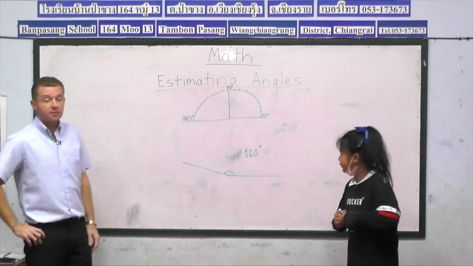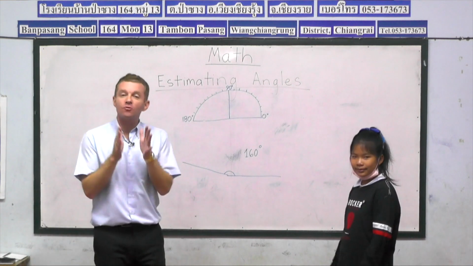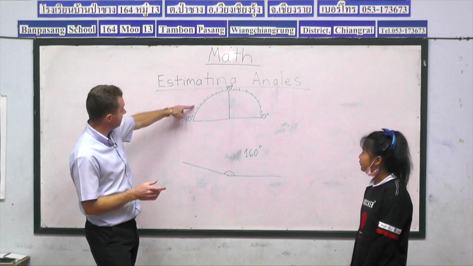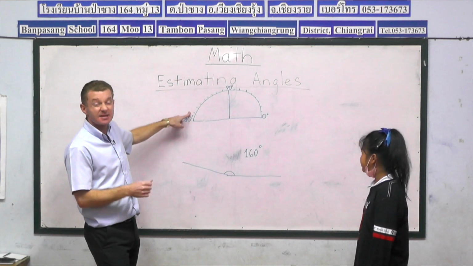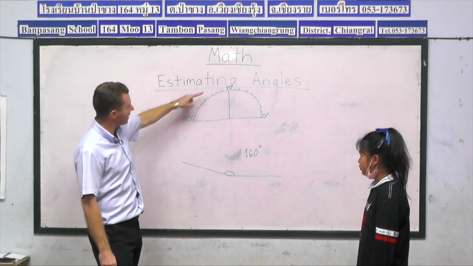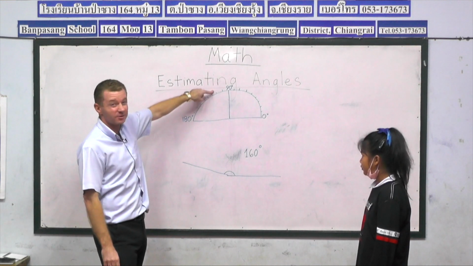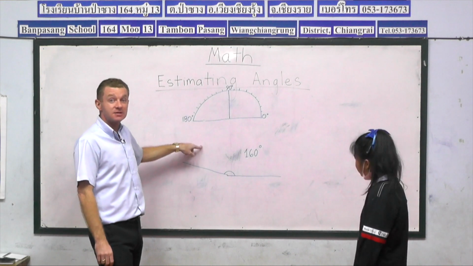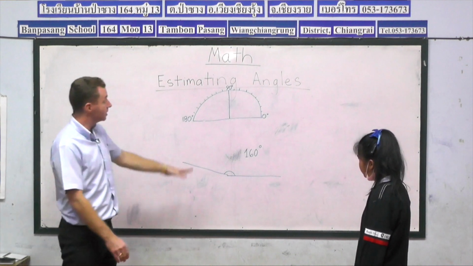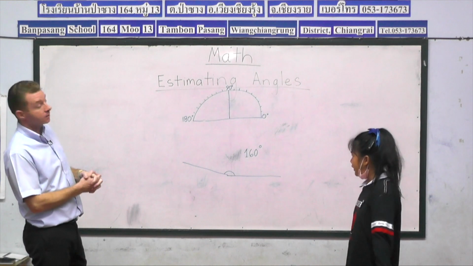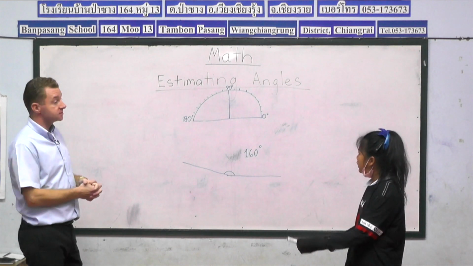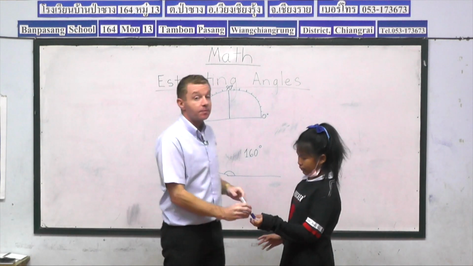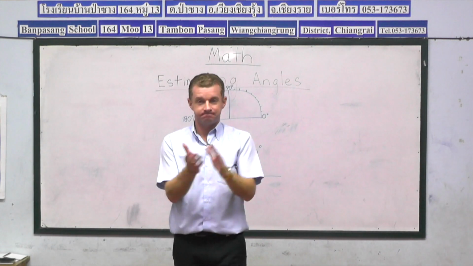Perfect. Okay, because we're estimating, it doesn't have to be exactly correct. As long as it's around 160 or 170 degrees, that's close enough. If Lakgao said it was 100 or 110, that would be too small. But this is a good estimation. So one more time, guys, 160 degrees. Lakgao, very good estimation. I agree. Big round of applause for Lakgao, please, guys.